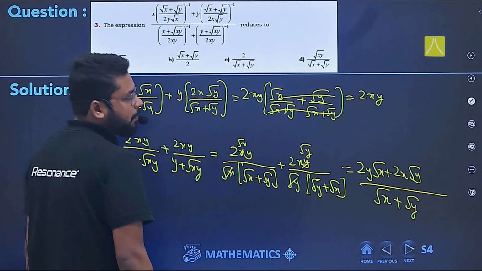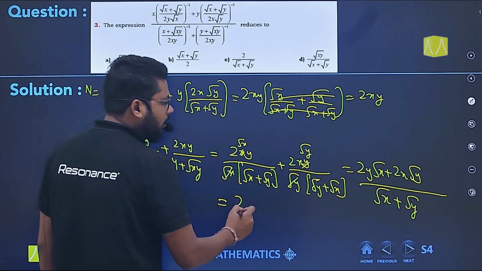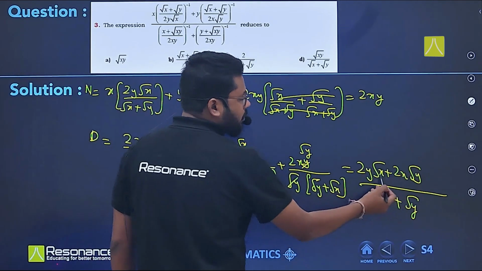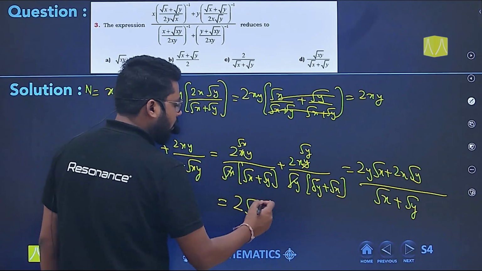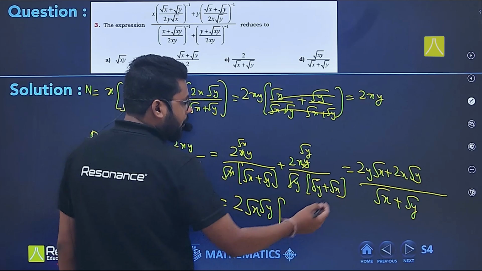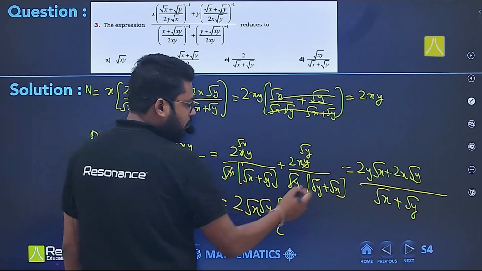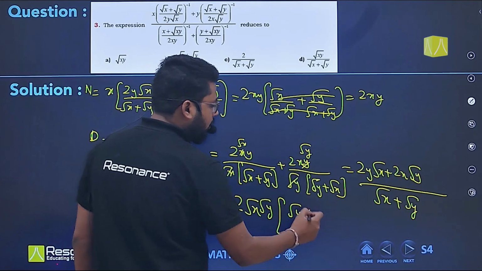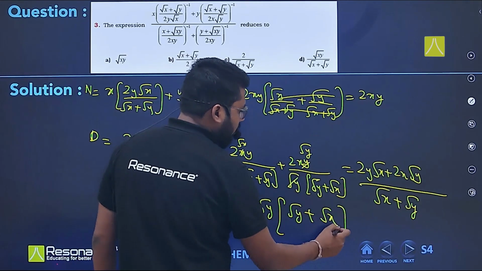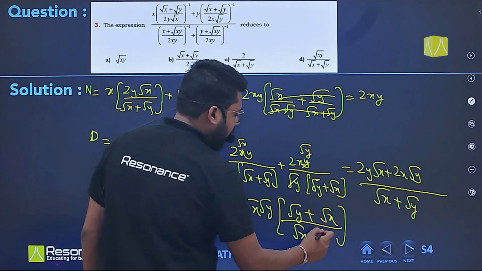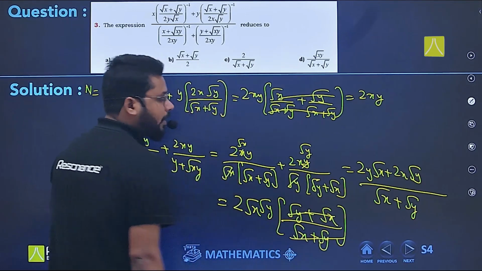Again, from the numerator part you can see that you can take 2 common. Here it is y root y, x root x. So you can take root x and root y common. So it will be, if you take 2 root x is already out, from y it is root y, so it will be root y plus, similarly for second root x, divided by root x plus root y. So these two terms cancel each other.